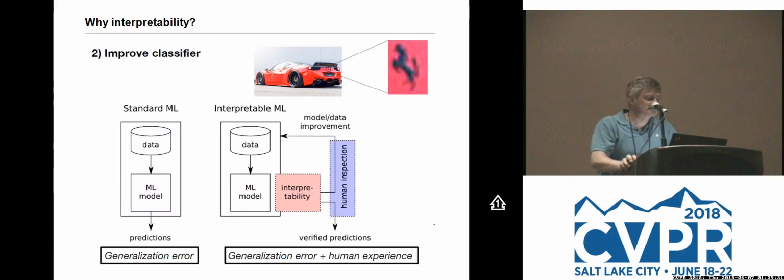The second point is we would like to improve classifiers. In other words, we would like to have a classifier not only be good in terms of our standard measures, namely prediction errors or generalization errors, but also do the right thing, something that resonates well with human experience when classifying. So think about the medical doctor diagnosing.